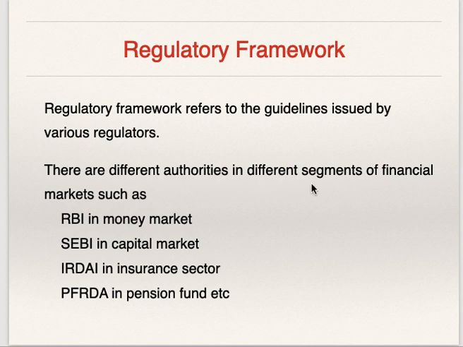There are different authorities in different segments of the financial market, such as RBI, the Reserve Bank of India, in the money market. So in the money market, who is the regulator? RBI. In the capital market, who is the regulator? SEBI, the Securities and Exchange Board of India. In the insurance sector, the Insurance Regulatory and Development Authority of India is the regulator. Then the Pension Fund Regulatory and Development Authority is the regulator.